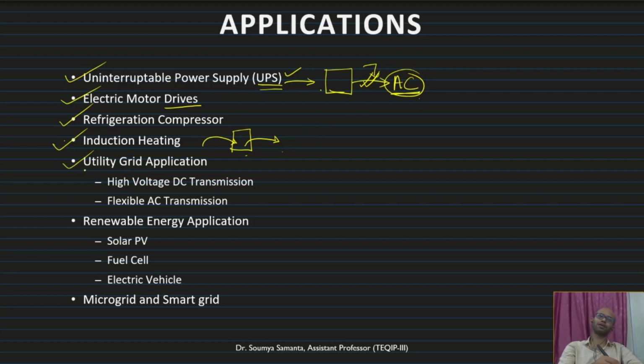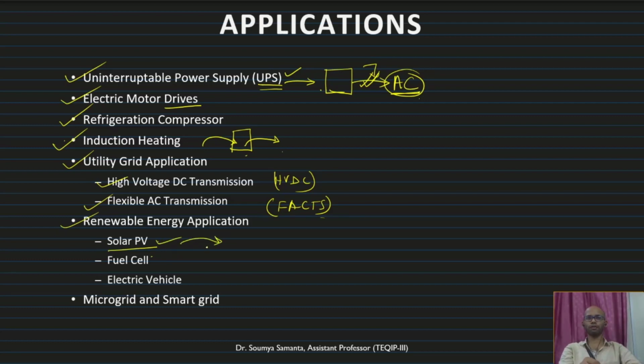In addition, we require inverters in utility grid applications, for example the high voltage DC transmission system, which is also called HVDC. Also it is used in the flexible AC transmission system, also called FACTS. So these are the utility scale applications. In renewable energy applications we need an inverter. For example, solar provides DC, and to convert it to AC we require an inverter. Here also in a fuel cell, which also provides DC, to convert this DC to AC, we require an inverter.